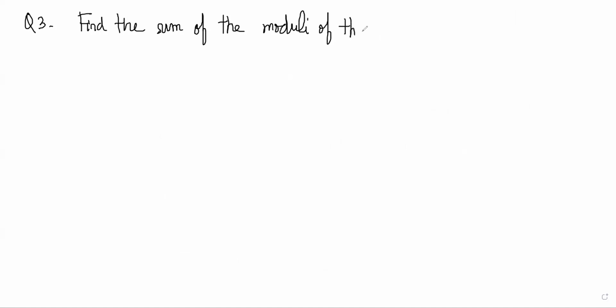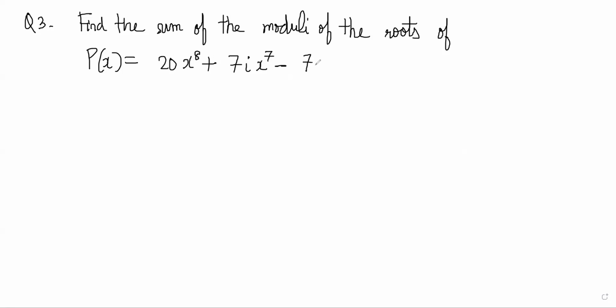Next question says that find the sum of the moduli of the roots of polynomial p of x, which is equal to 20x power 8 plus 7i x power 7 minus 7i x plus 20. So possibly there are going to be 8 complex roots for this. This is a polynomial with complex coefficients. So in general, there will be complex roots, and there will be 8 of them by the fundamental theorem of algebra.